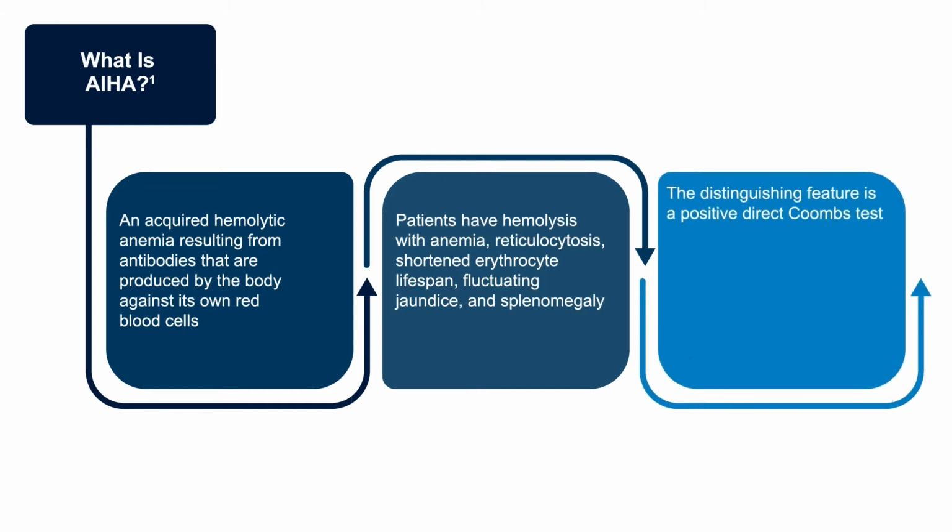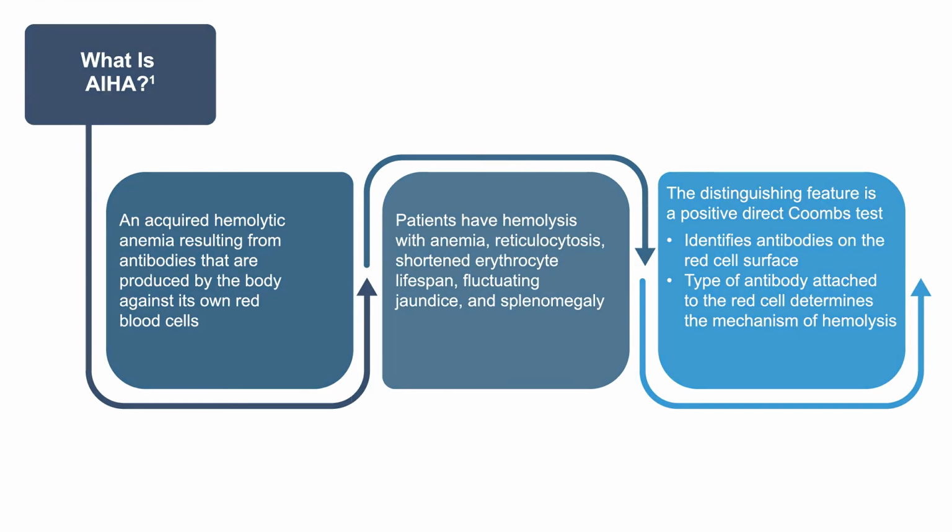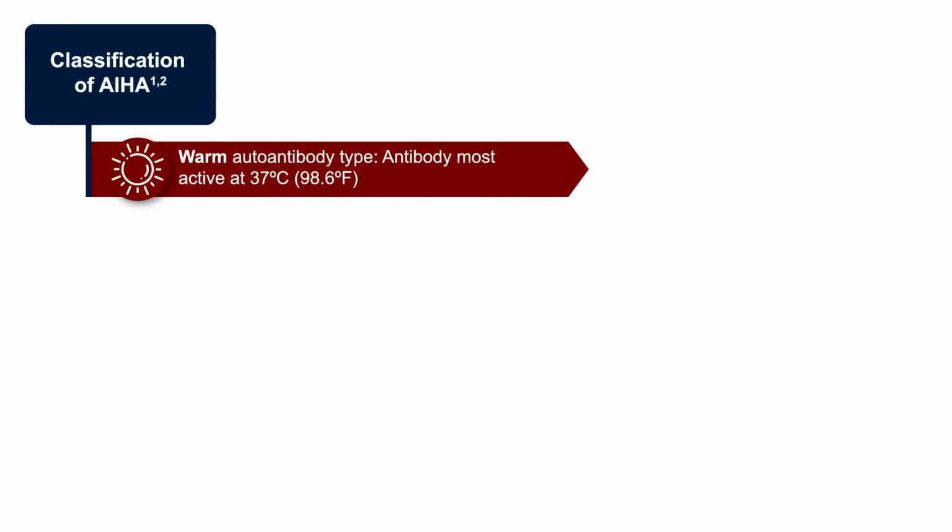The distinguishing feature of an autoimmune hemolytic anemia is a positive direct Coombs test. This test identifies antibodies on the surface of the red blood cell, and the type of antibody attached to the red cell is going to determine the mechanism of hemolysis. Warm or IgG-mediated autoantibody hemolytic anemia has antibodies of the IgG subtype that are most active at core body temperature.